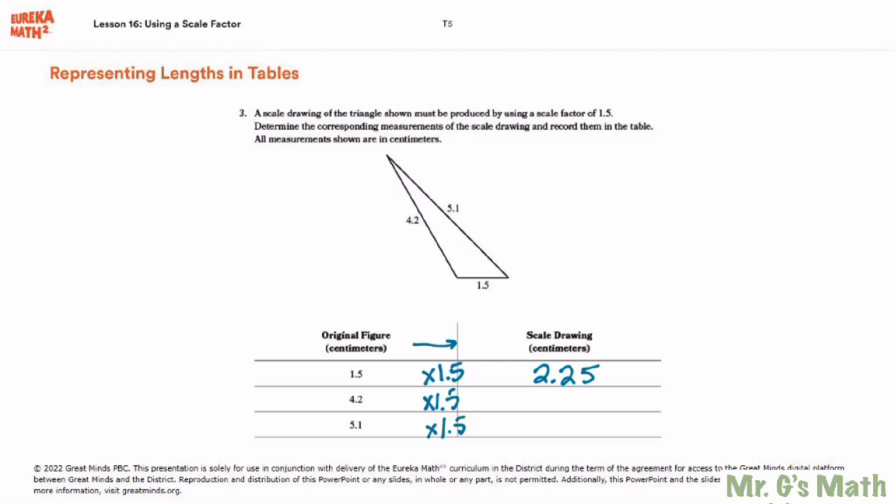The next one, which is the really long side on the left-hand side of the triangle, we got 4.2 times our scale factor of 1.5. So what is 4.2 times 1.5? 6.3 or 6.30, right? Yeah, because we're going to have two numbers behind the decimal in our answer because we had it in our problem. And then the last one, 5.1 times 1.5 gives us an answer of 7.65.